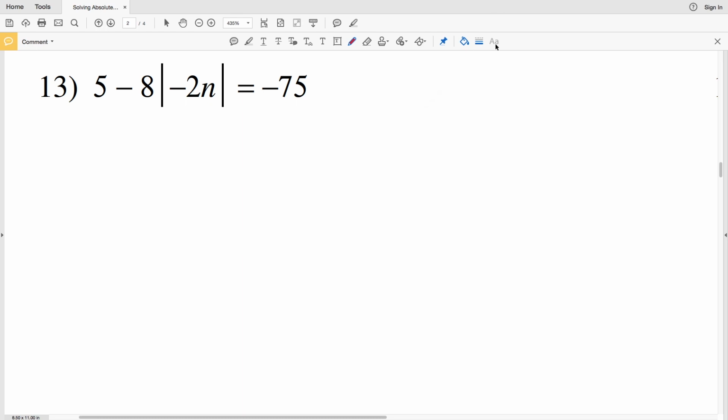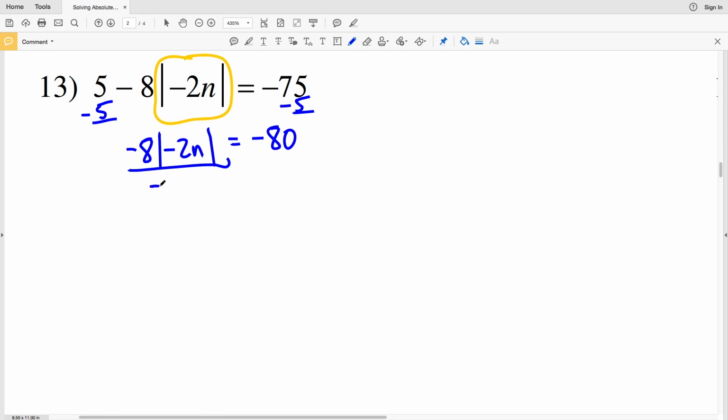In number 13, remember we're isolating the absolute value. We're going to start by subtracting 5 from both sides. In doing this, we'll get negative 8 times the absolute value of negative 2n equals negative 80. Then, we'll divide both sides by negative 8.